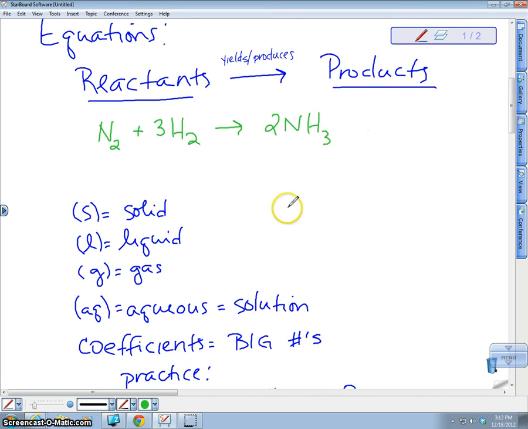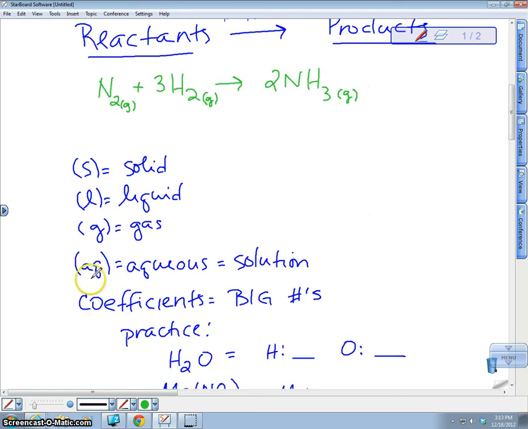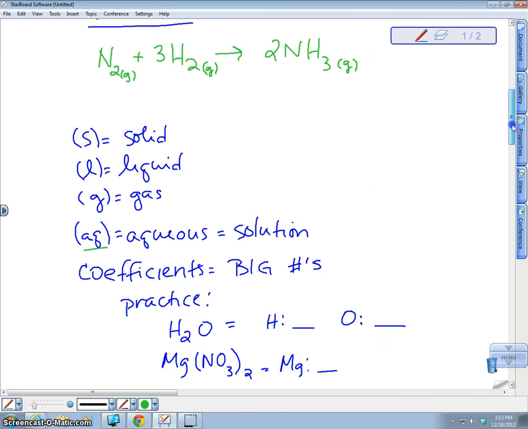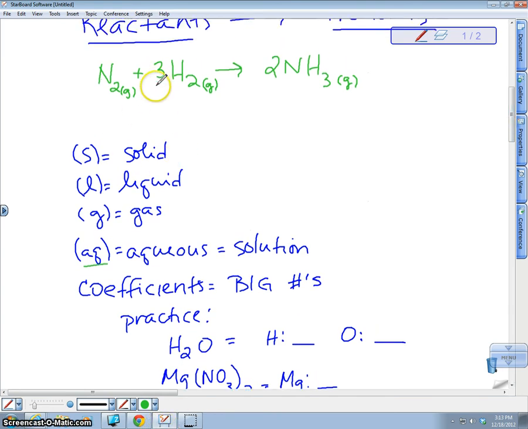Sometimes the equations can give us even more information than just what compounds or molecules are involved. Sometimes they'll tell us even what state of matter they're in. They might put a little S for solid, or a little L if it's a liquid, or a little G if it's a gas. All of these are gases at room temperature. If you see this, AQ, that means aqueous. That means it's dissolved in water. It's a solution.